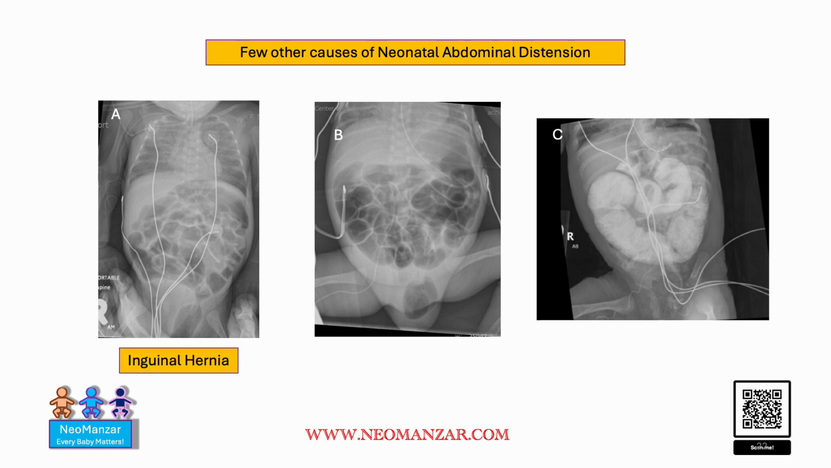So first is inguinal hernia. Now go back and take a look. You see the air, and you can see the narrowing of the track here, which I'll show you here. The other one is scrotal hernia. You can see the air in the scrotum, and the third one was a stricture.